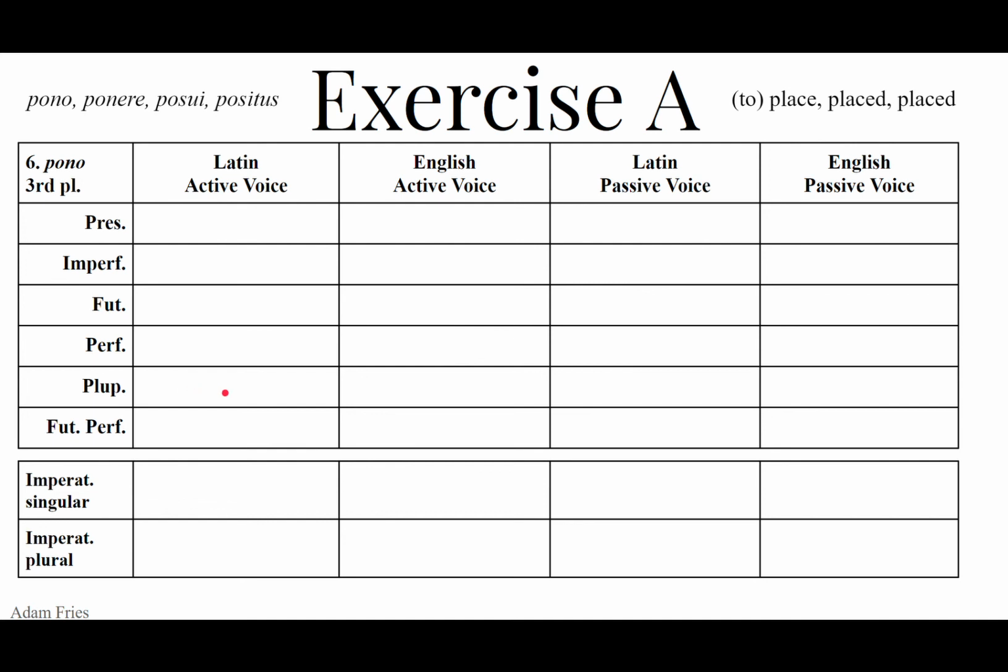Pluperfect, posuerant, they had placed. Passive, positi, ae, a, erant, they had been placed. Future perfect, posuerint, they will have placed. And then the passive, positi, ae, a, erunt, erunt is the third plural future of sum. They will have been placed.